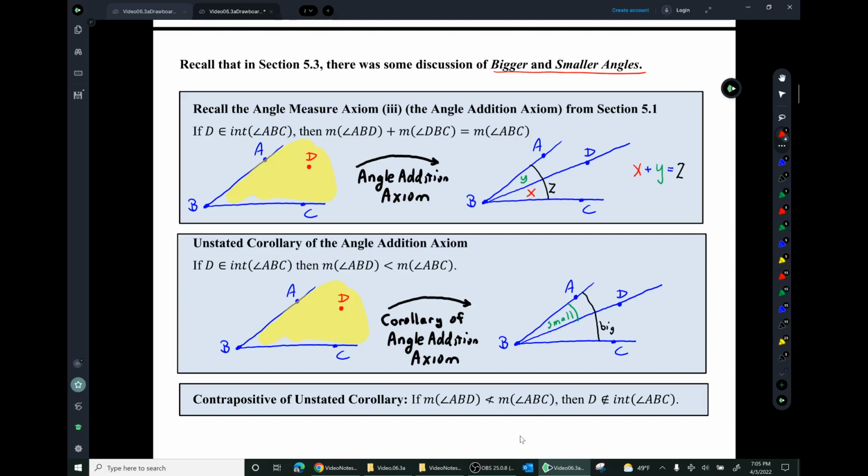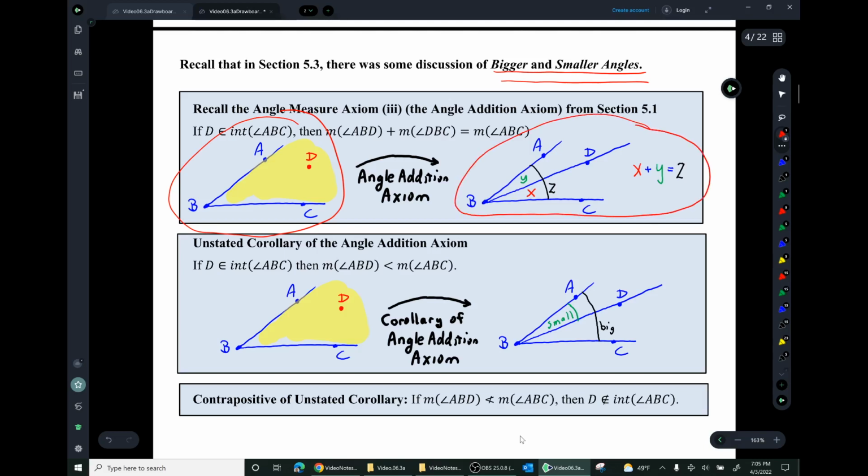Now, recall that in section 5.3, there was some discussion of bigger and smaller angles. First of all, in chapter 5, section 5.1, we learned about the angle addition axiom. It says that if a point is in the interior of an angle, then the angles that are created on the inside have measures that add up to the measure of the outer angle.